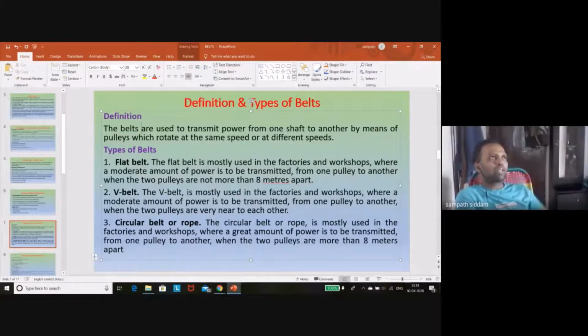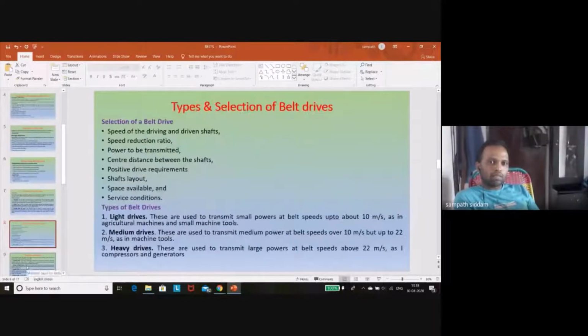If it is more than 8 meters, then you'll be going with a circular belt. Okay. So leave aside the V belts and circular belts. Only the flat belt, which is a part of your syllabus, we will be going through in detail.